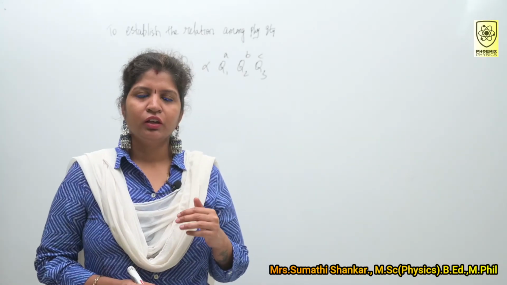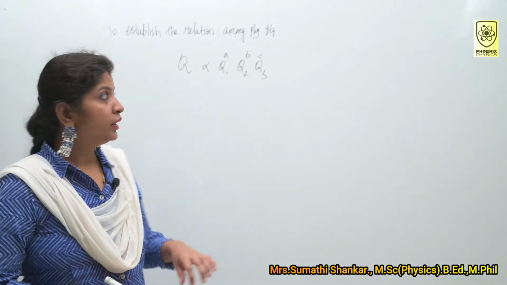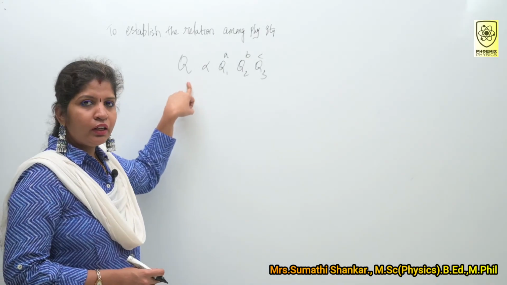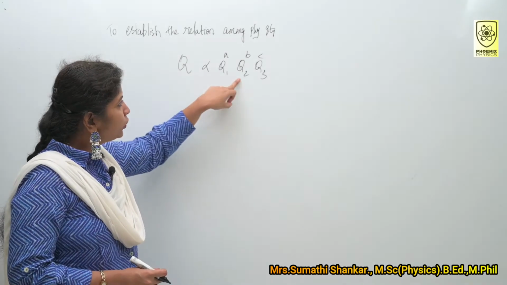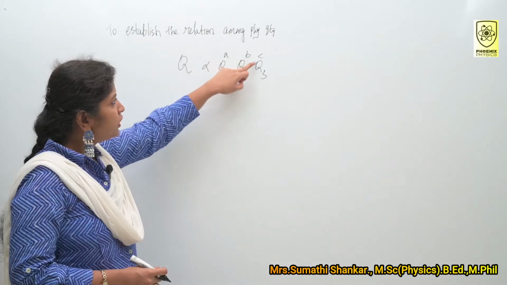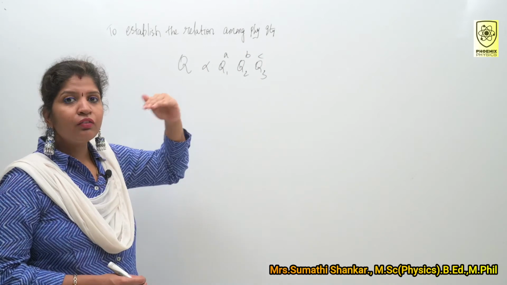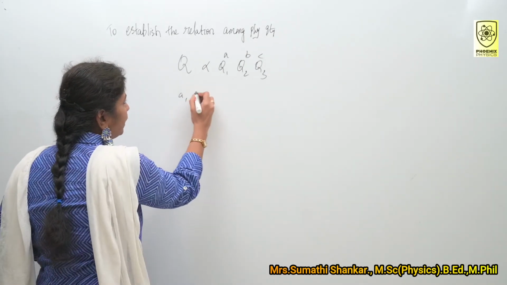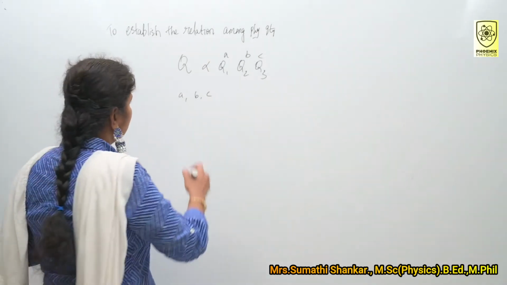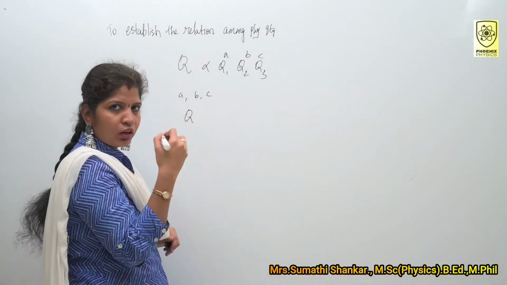Third application is to establish relation among physical quantities. Here Q is my physical quantity and this quantity depends on Q1, Q2, Q3 physical quantities, and A, B, C are the power of dimension of the physical quantity. I hope you know that. So how do you remove this proportionality symbol? By introducing one constant, right?